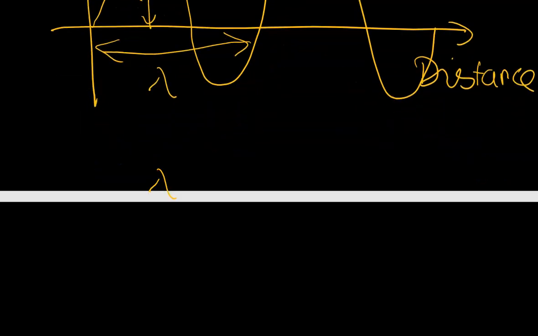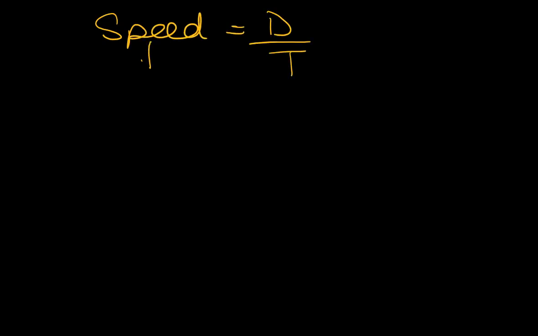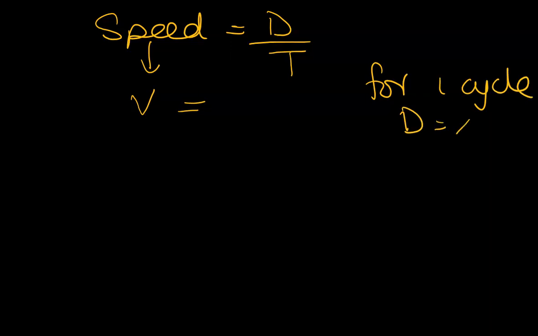So now we can kind of put together everything that we have learned. So I want you to look at this formula. Speed is distance over time. So let's represent speed by v, and for one cycle, the distance traveled is a wavelength and the time is 1 period.